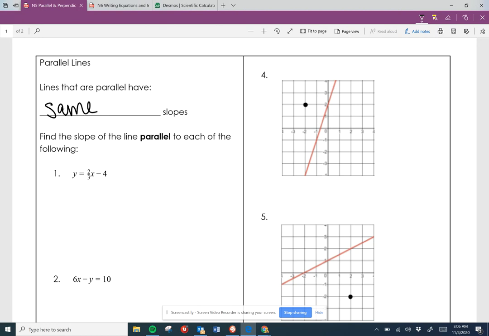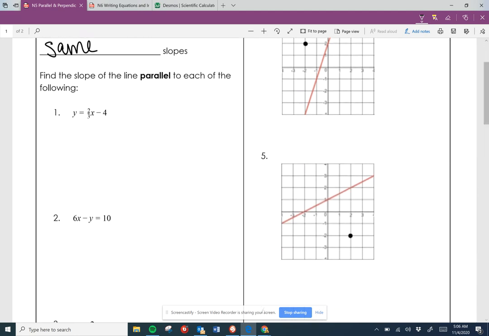Okay, so for example, if we had this line right here, y equals 2/3 x minus 4, we would know that the slope of a parallel line would need to be the same as the slope of this line. So the slope would have to also be 2/3 in order for the two lines to be parallel.